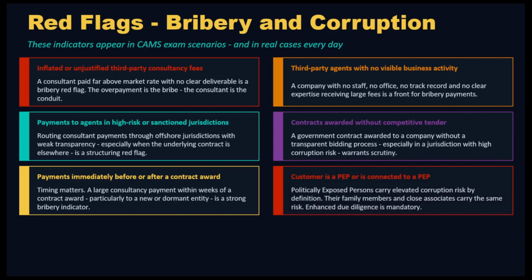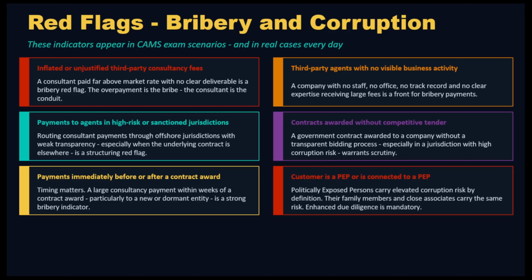Okay. The sixth one is the customer is a PEP or is connected to one. PEPs carry elevated corruption risk by definition. So that's the reason, in our CAMS exam or nowadays any financial crime exam, we have to identify their connections. Even in your account opening application forms, sometimes you have to declare whether you have any previous government connection, or were you working previously in any government organization, or whether any of your relatives are PEPs.